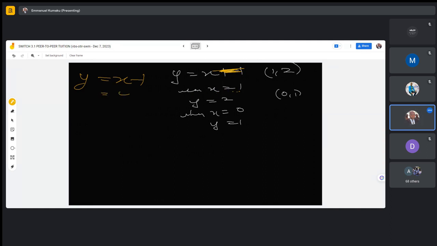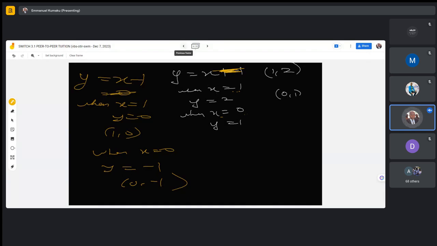Is that not it? When x is equal to 1, y is equal to 0, and that will give us (1, 0). And when x is equal to 0, y is equal to negative 1. So (0, negative 1). Okay.